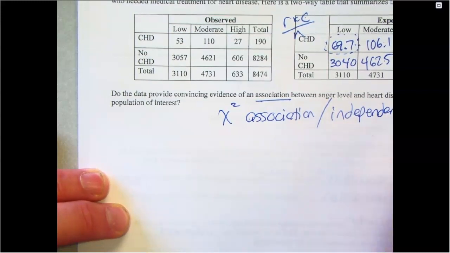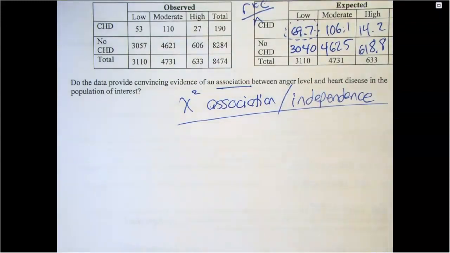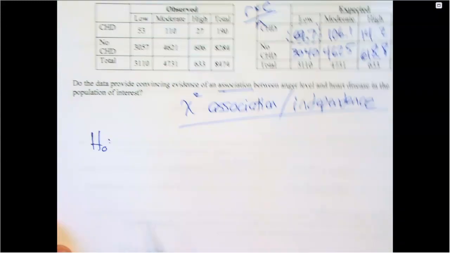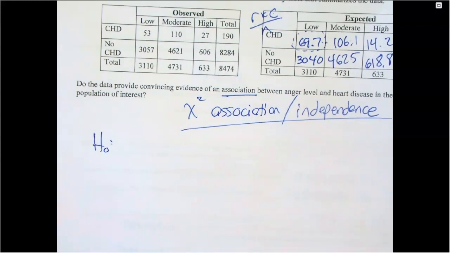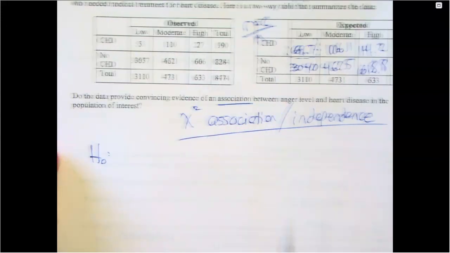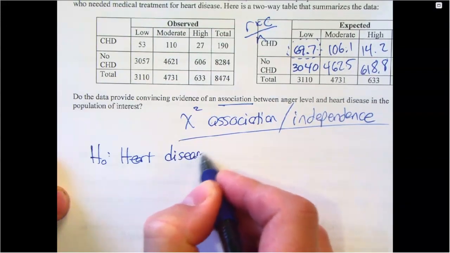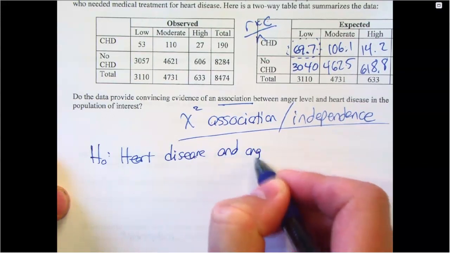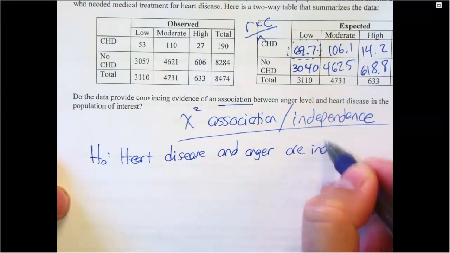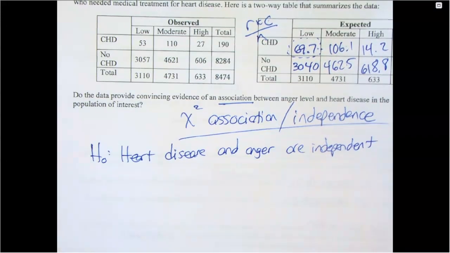Those two are actually opposites, but you can call it either thing. So H0 would be that the two variables that I'm looking at are independent, that they're not related. The two variables I'm looking at are heart disease and anger. So I would say heart disease and anger are independent. Or you could say there's no association between heart disease and anger.